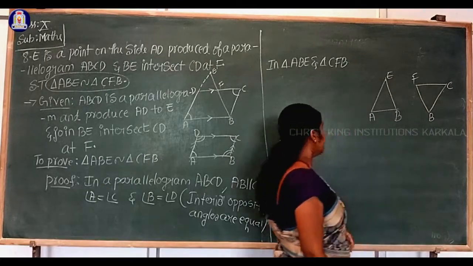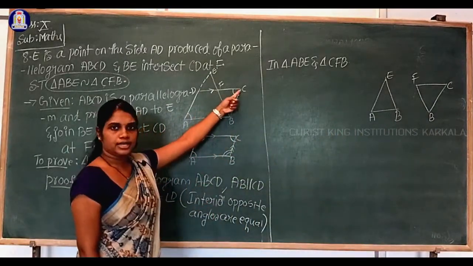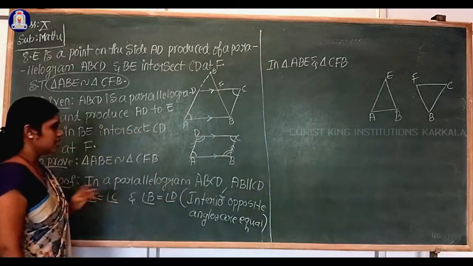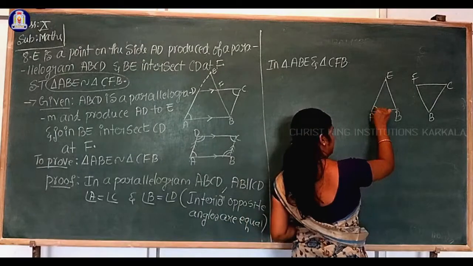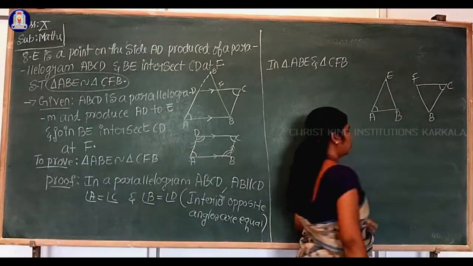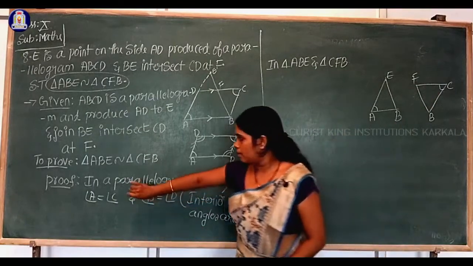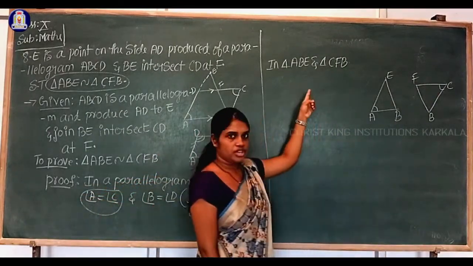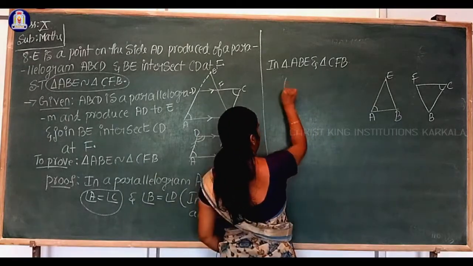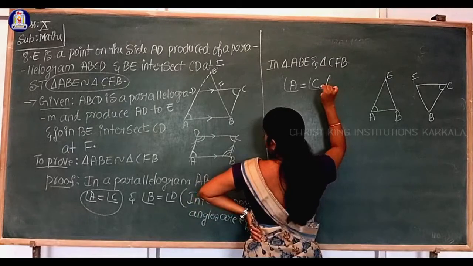See here, in the question it is given that angle A is equal to angle C, isn't it? So I'll mention here, this is angle A and this is angle C. These two angles are equal. Why? By using this one. So can I mention here, angle A is equal to angle C? What is the reason here?